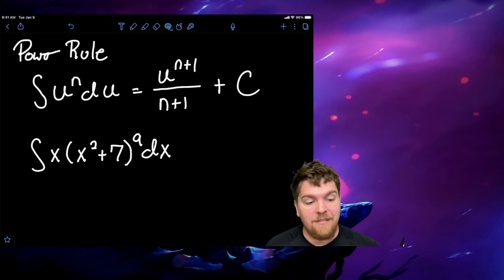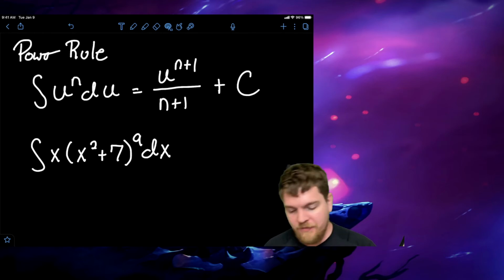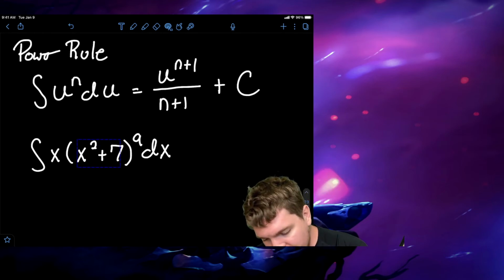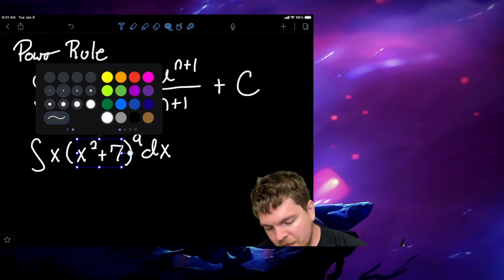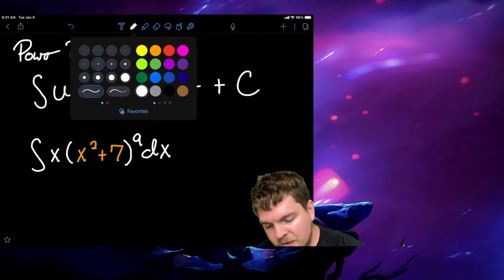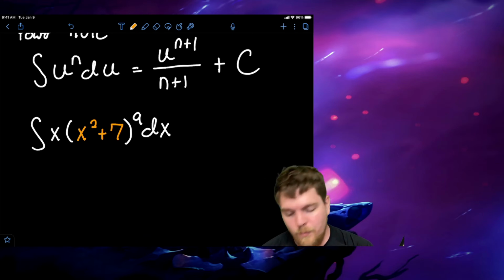So in order to get this expression to be in that form, we have to perform something that we call a u substitution, or we can also think about it as a change of variables. And the way that this works is I'm going to focus on the bit of my integrand which is raised to a power, in this case the x squared plus 7. And I'm going to try to proceed through this problem by replacing this x squared plus 7 with u.